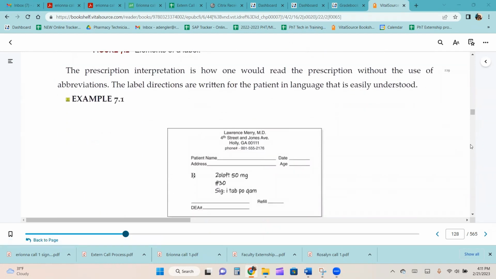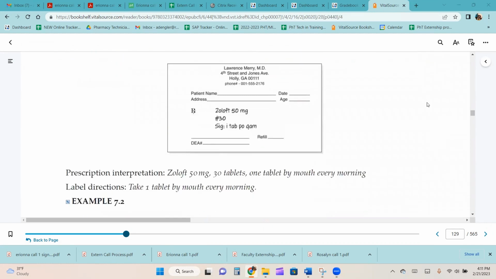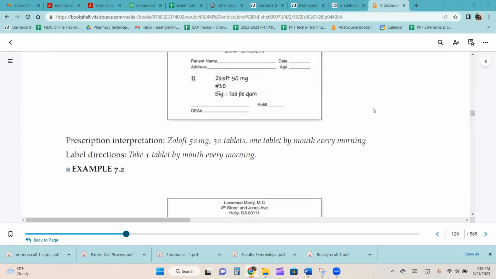The prescription interpretation is how one would read the prescription without the use of abbreviations. The label directions are written for the patient in language that is easily understood. So looking at this prescription here, we have SIG, and then it says I. So that I just means 1. So 1 tab PO QAM. So for that, if we were writing directions to a patient, we'd always say take, and then 1. Tab is tablet. By mouth is PO, so by mouth. And then QAM means every morning. Take 1 tablet by mouth every morning.